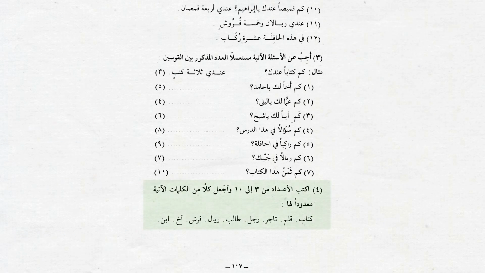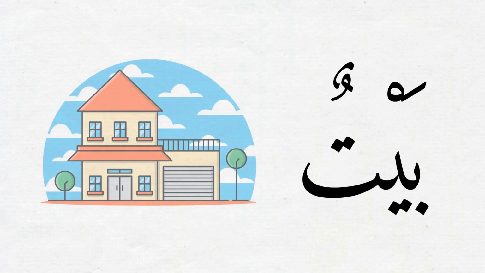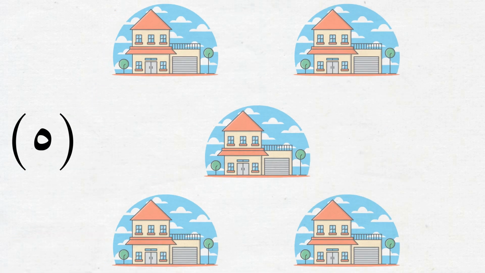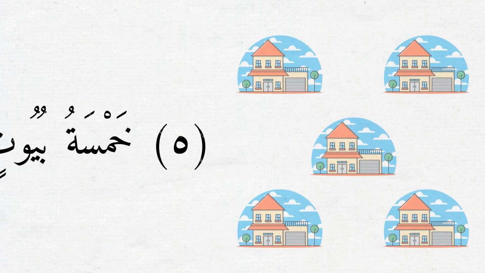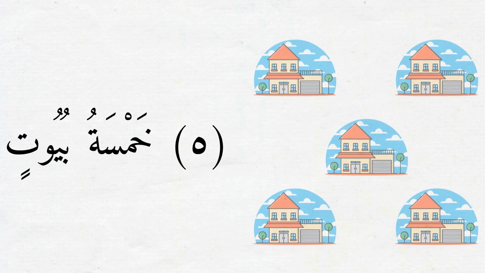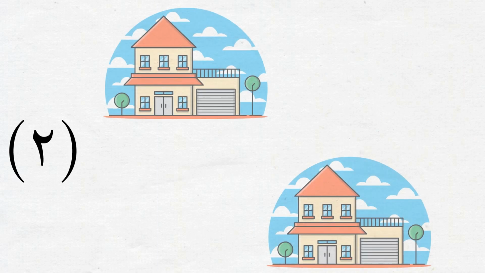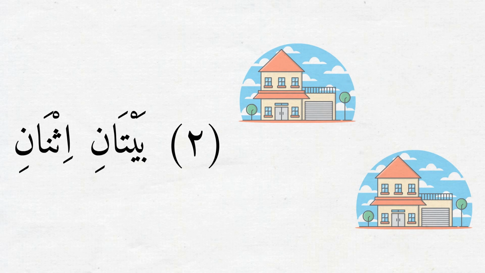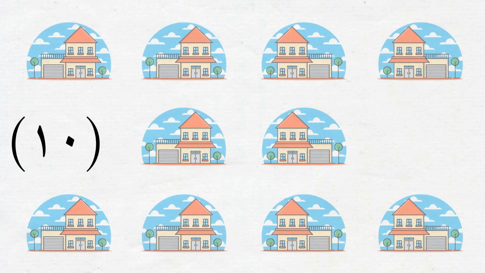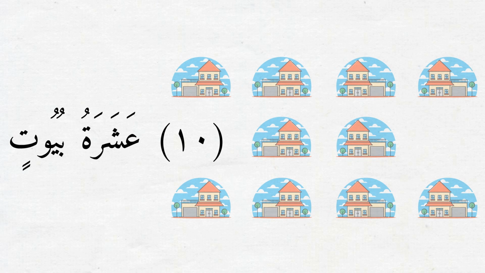Before moving on to the next exercise, let's test ourselves to see how well we do with the numbers in random order. We will use the ism baytun, a house. How do we say 5 houses? 5 houses is خمسة بيوت. How about 2 houses? بيتان اثنان, or simply بيتان. Now we want to say 10 houses. عشرة بيوت.